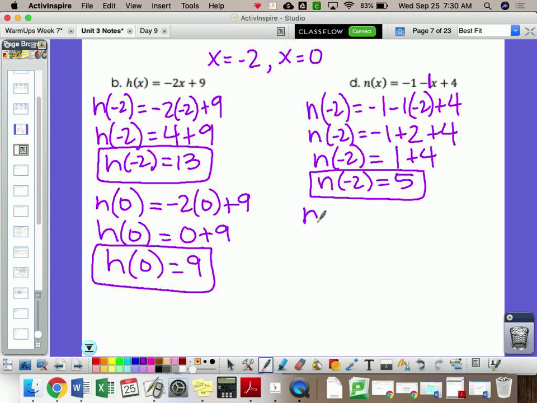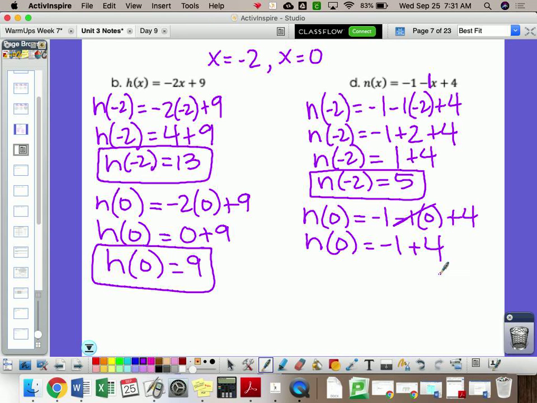Okay? Let's plug in 0 now. Anywhere I see an x, I'm going to put in 0. Okay? So multiplication first. Negative 1 times 0 would be 0, so that kind of just goes away, and I'm left with negative 1 plus 4. Negative 1 plus 4 would give me a positive 3. So within the function of n, when x is 0, my function equals positive 3.